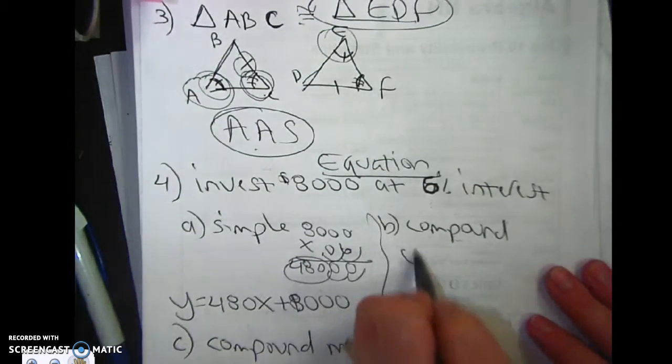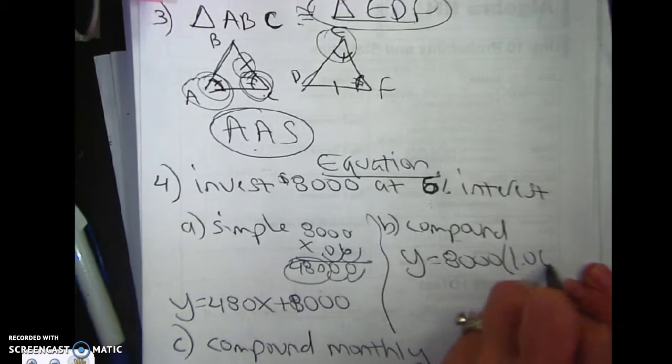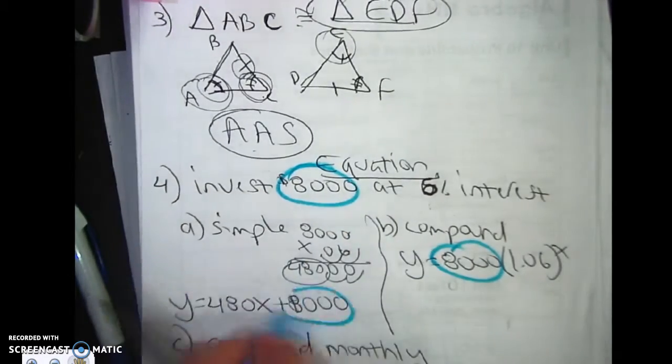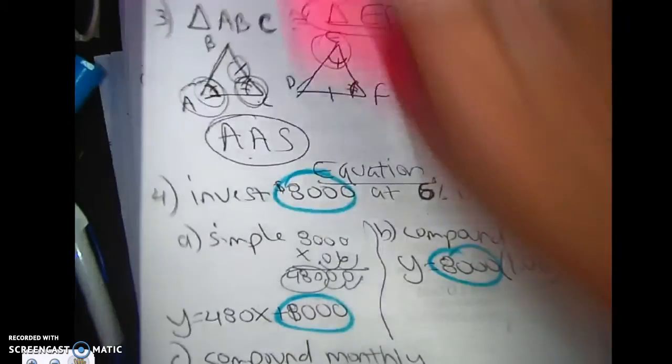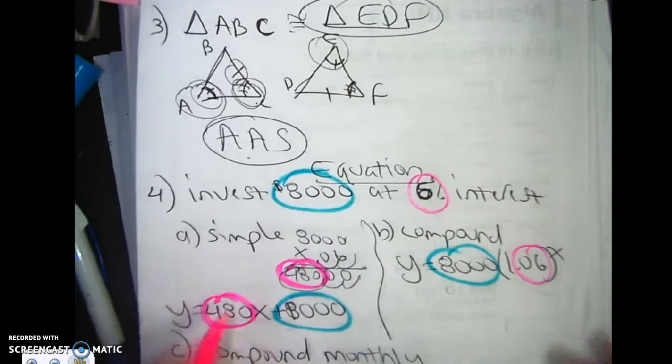Compound, a little bit easier. Y equals 8,000 times 1.06 to the x. So the start is here, here, here. The pattern is here, here, here.